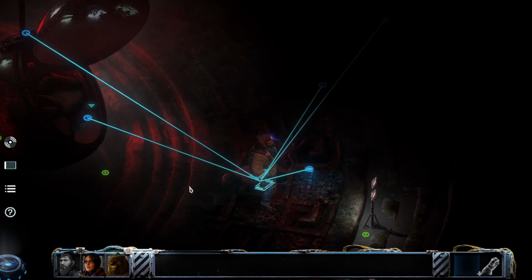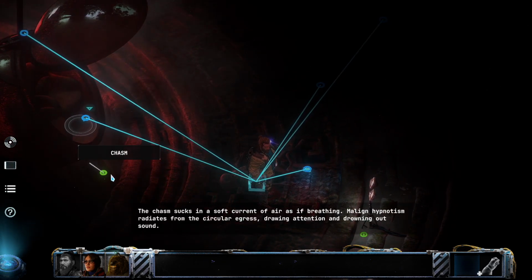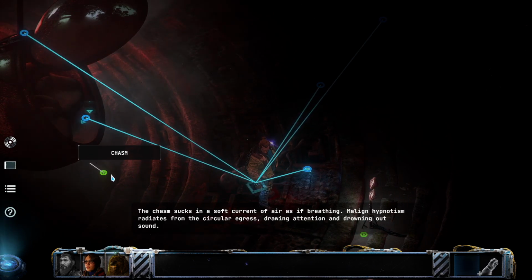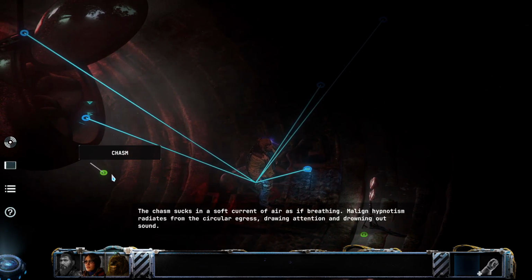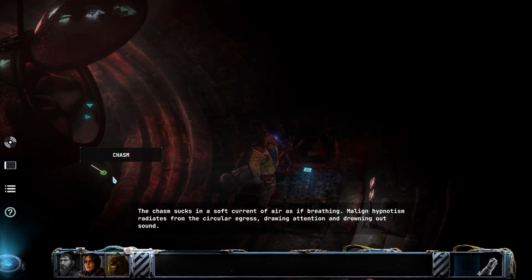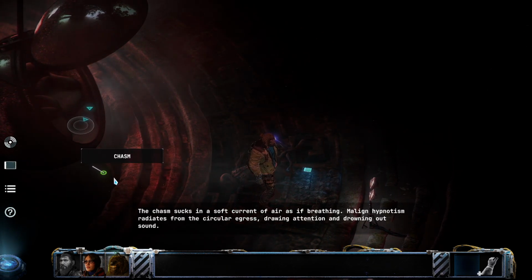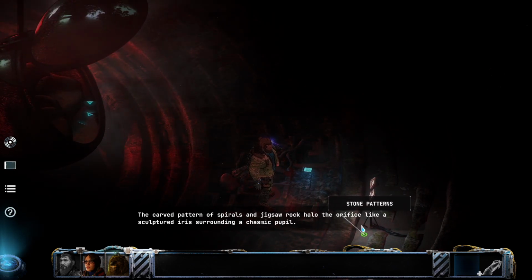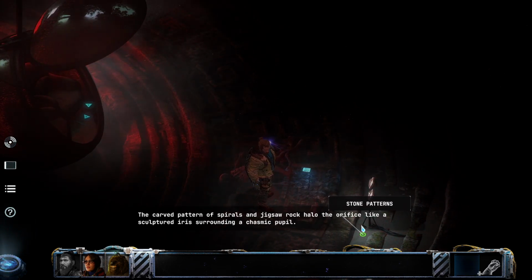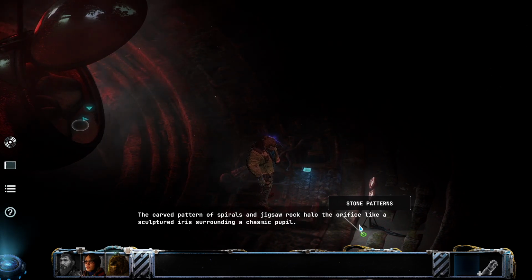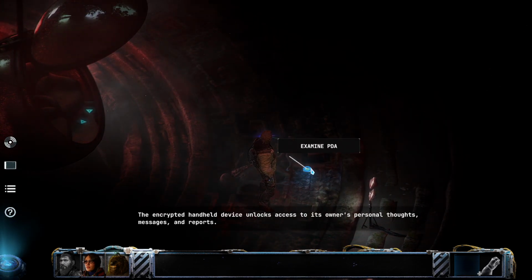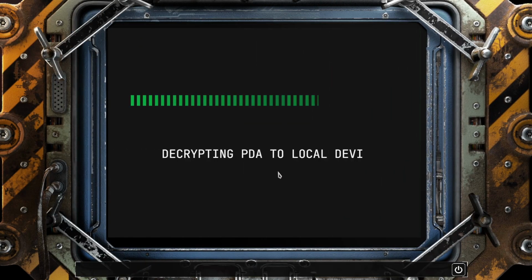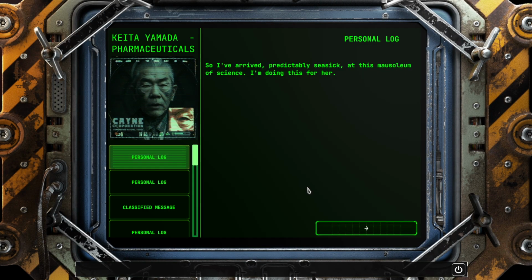Hey, look at that! Corpse. There. The chasm sucks in a soft current of air as if breathing. Malign hypnotism radiates from the circular egress, drawing attention and drowning out sound. The carved pattern of spirals and jigsaw rock halo the orifice, like a sculptured iris surrounding a chasmic pupil. Are we really just not going to look at this body at all? We're just not going to describe this body? Keita Yamada, Pharmaceuticals. Do we know you?